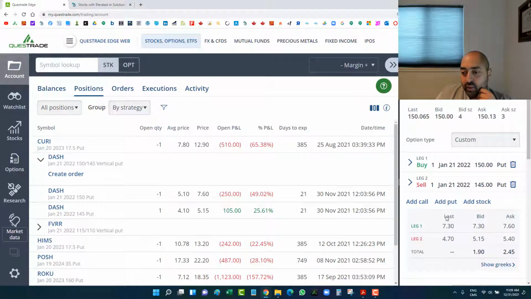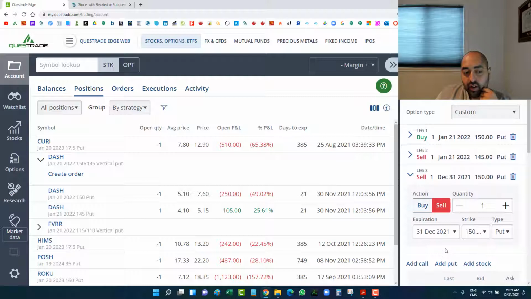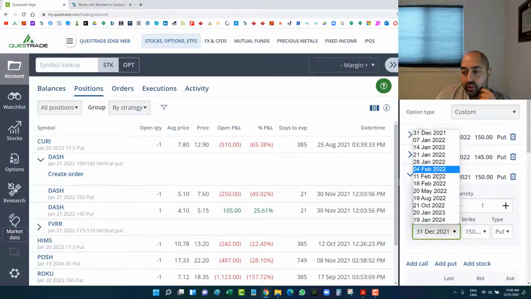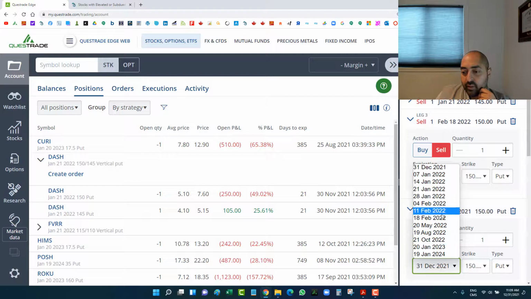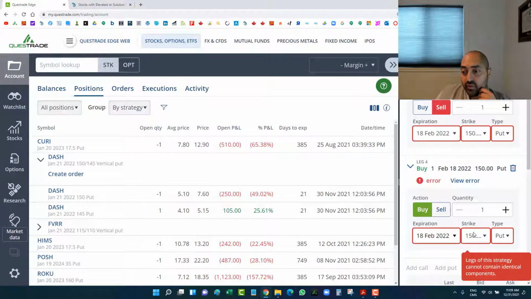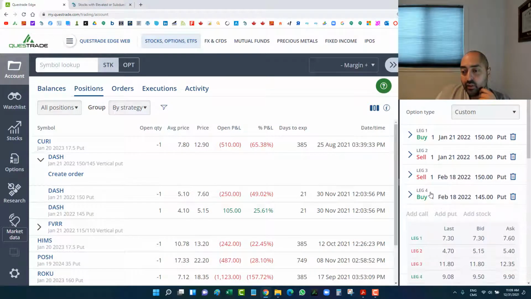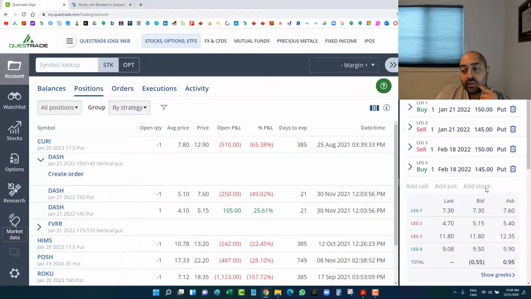Let's see what happens if I roll Dash as is. I think I checked Fiverr and Square, but I didn't try Dash. So let's see if I roll Dash as is to February, same strikes, but just different expiry. So 150, 145. Yesterday would have been a better day to roll, but it was pretty up, so there was no reason to roll unless we knew that it was going to drop today. So yeah, same thing. We could probably collect the 20 cents from rolling it from January to February.